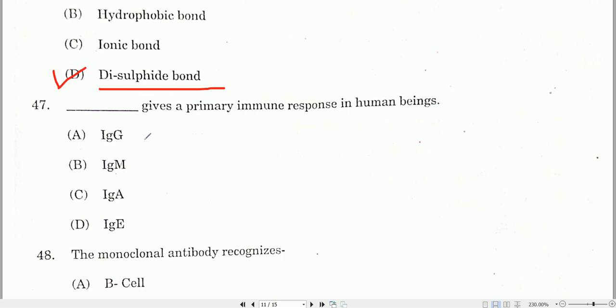Coming to question number 47. Which gives a primary immune response in human being? That will be the first immune response or immunoglobulin that will be produced during the process of infection or any kind of foreign particle. So that will be your IgM. So option B will be the correct one.